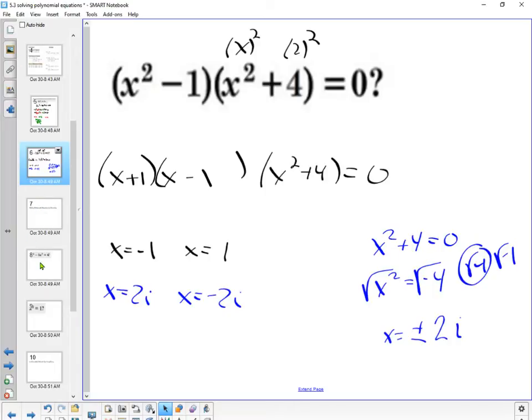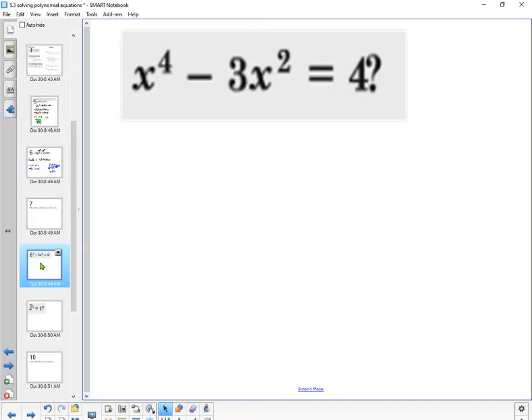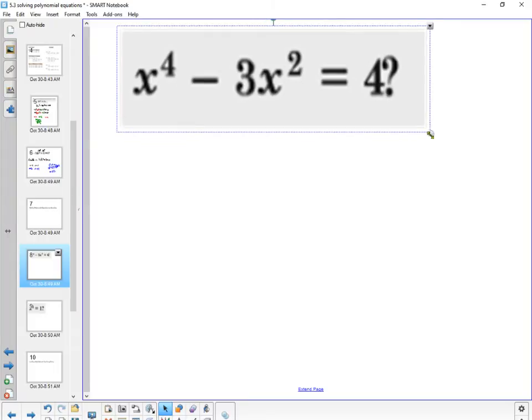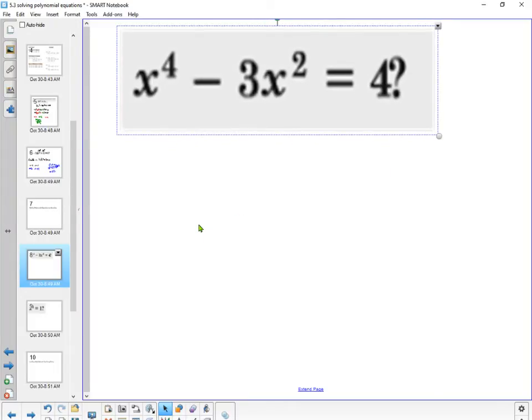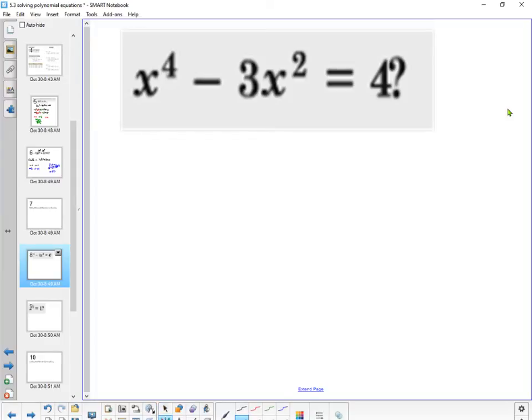All right, let's move on. So here's another problem for us to work on. Now, that looks harder, doesn't it? It looks harder than anything we've done because the degree is 4, and then they're missing a few terms. This really shouldn't be a big deal at all.